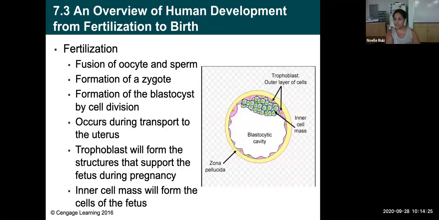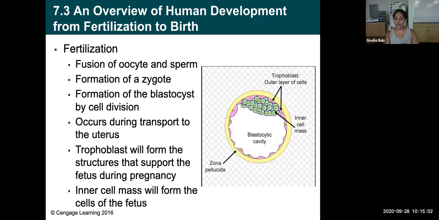All right, fertilization is the fusion of an oocyte and a sperm, formation of a zygote, formation of a blastocyst by cell division. So depending on how many cell divisions after an egg and a sperm come together, there are different names. You go from a zygote to a blastocyst, eventually you're an embryo. It occurs during transport to the uterus. So you have these tubes called fallopian tubes. The egg travels down these tubes, and that's where fertilization happens.